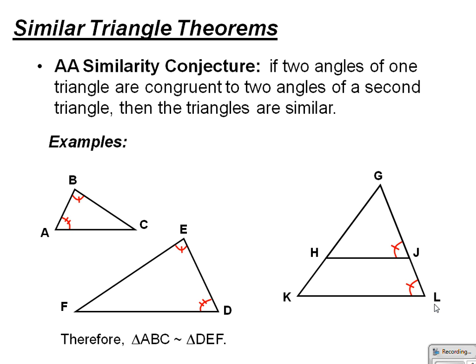Here we have another pair of triangles, one actually embedded within the other. But first of all, we clearly have angle J congruent to angle L, and angle G, since it's the same angle in both triangle GHJ and triangle GKL, is also congruent to itself. So, because triangle GHJ and triangle GKL share two congruent angles with each other, those triangles are similar.